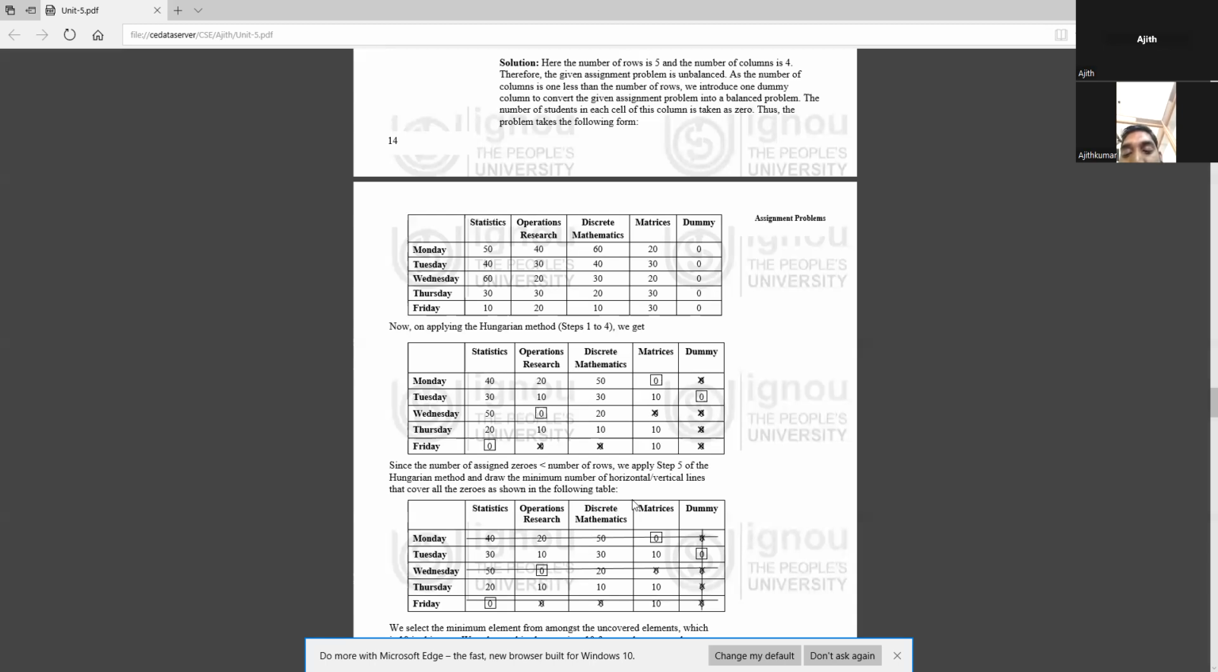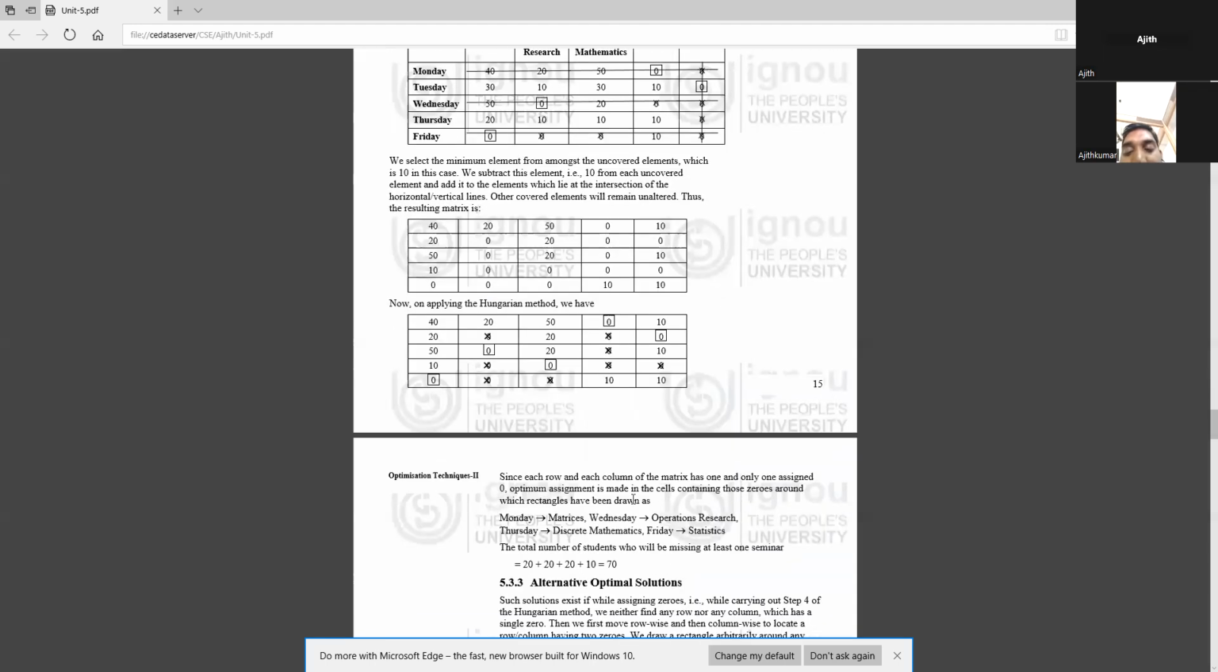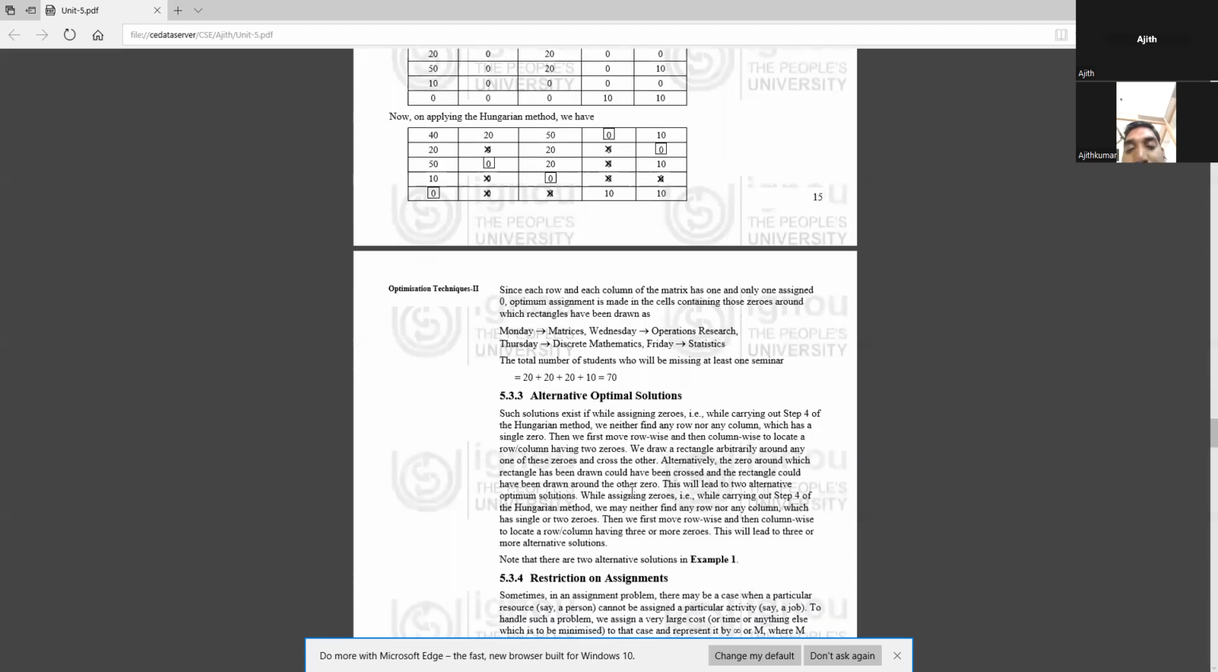The minimum value will be 10. So subtract them: 40 minus 10, 20, 50, 0, 10, and 20, 0, 20, 0, 0, and 50, 0, 20, 0, 10, and 10, 0, 0, 0, 0, 0, 0, 10, 10.